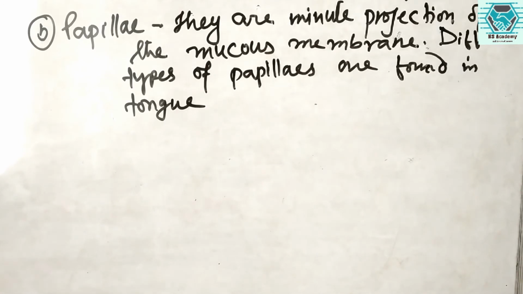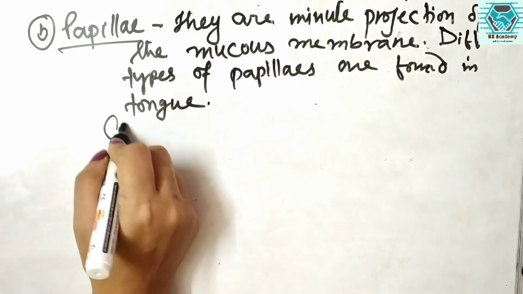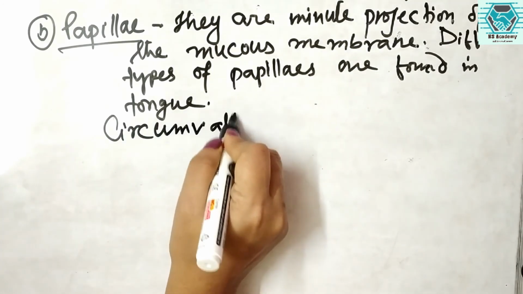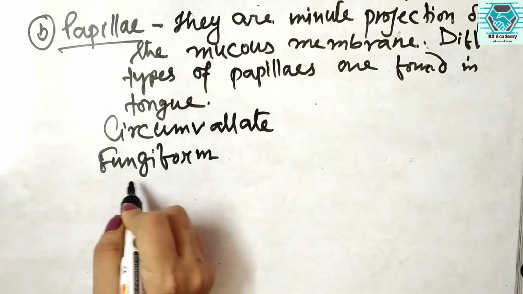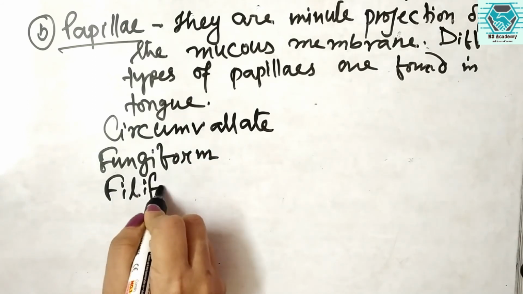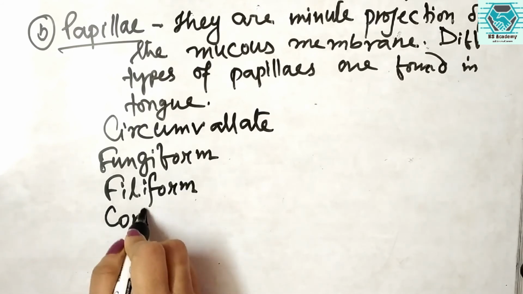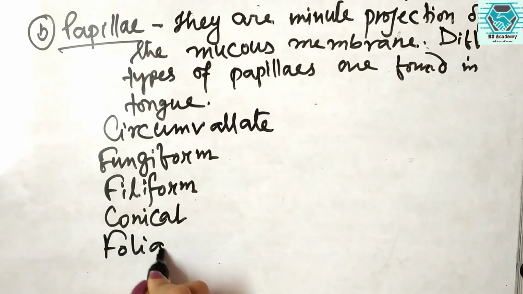Another special structure present in the epithelium of tongue is papillae. Papillae are the minute projections of the mucous membrane of tongue. Different types of papillae are generally found in tongue. The major types are circumvallate, fungiform, filiform, conical, foliate.